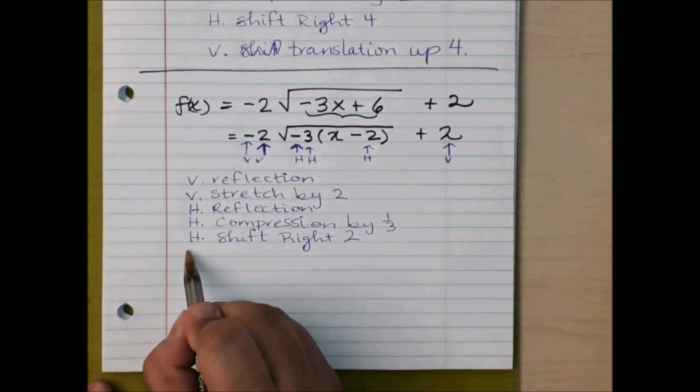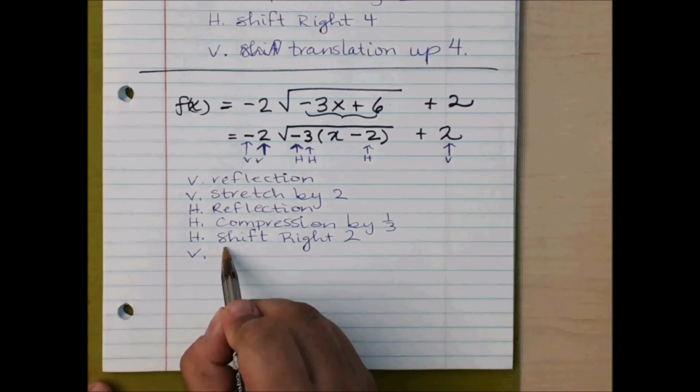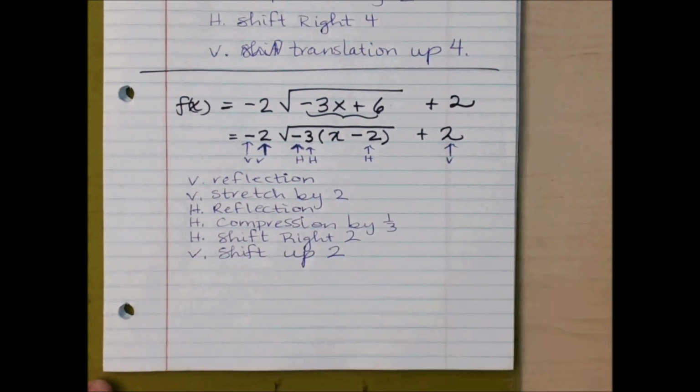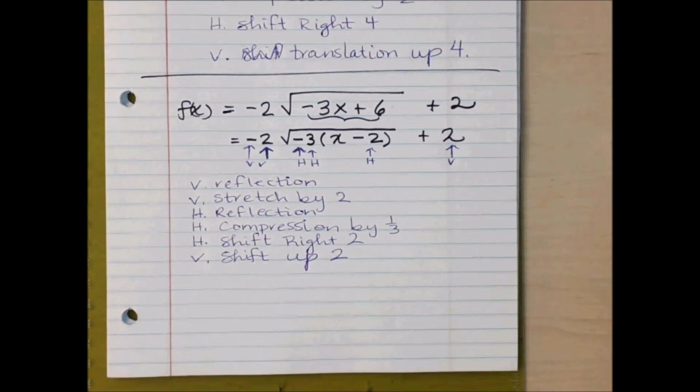Last one, it is a vertical shift. I'm going to put up by 2. And those are the transformations for that type of problem.